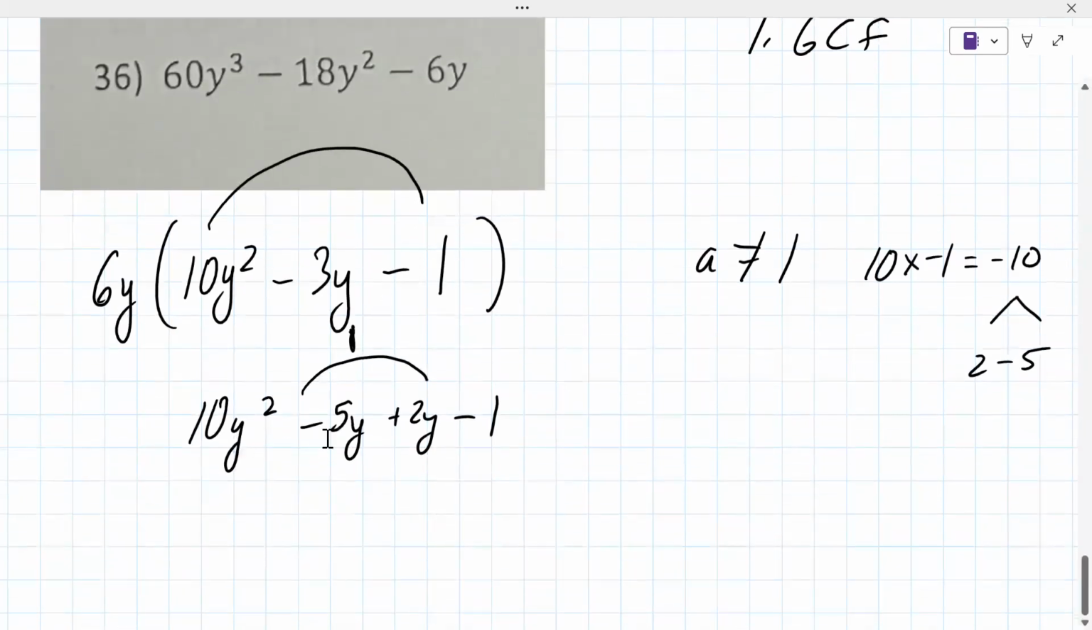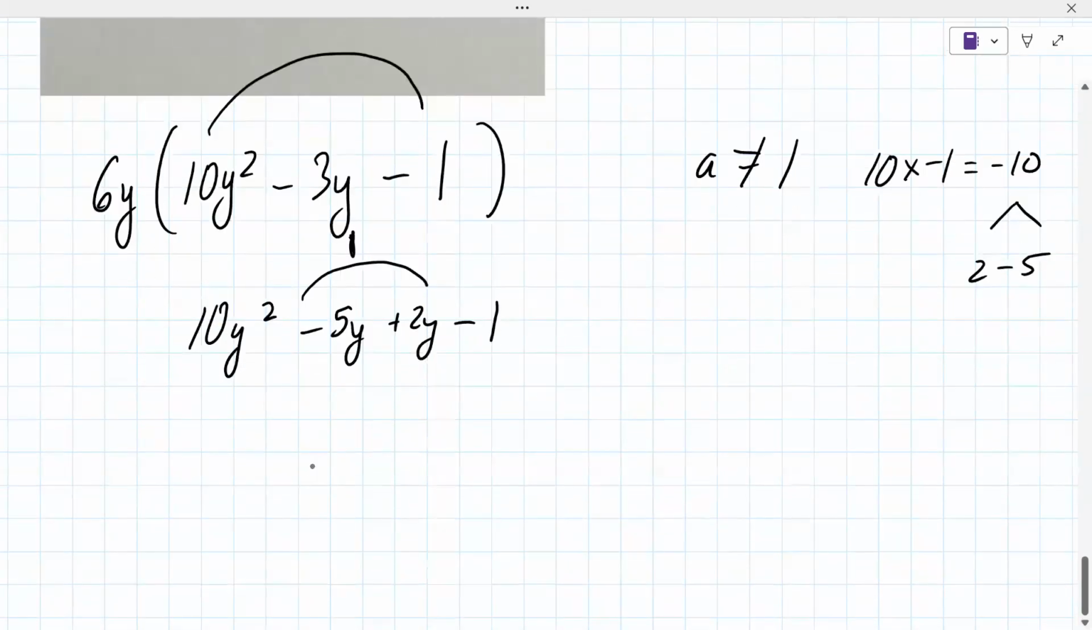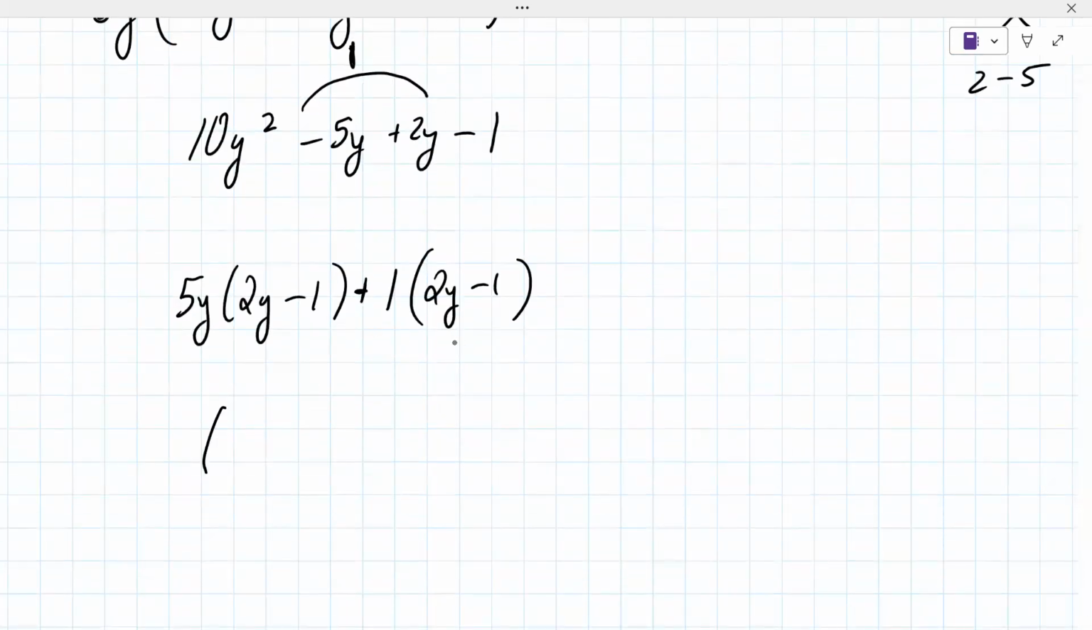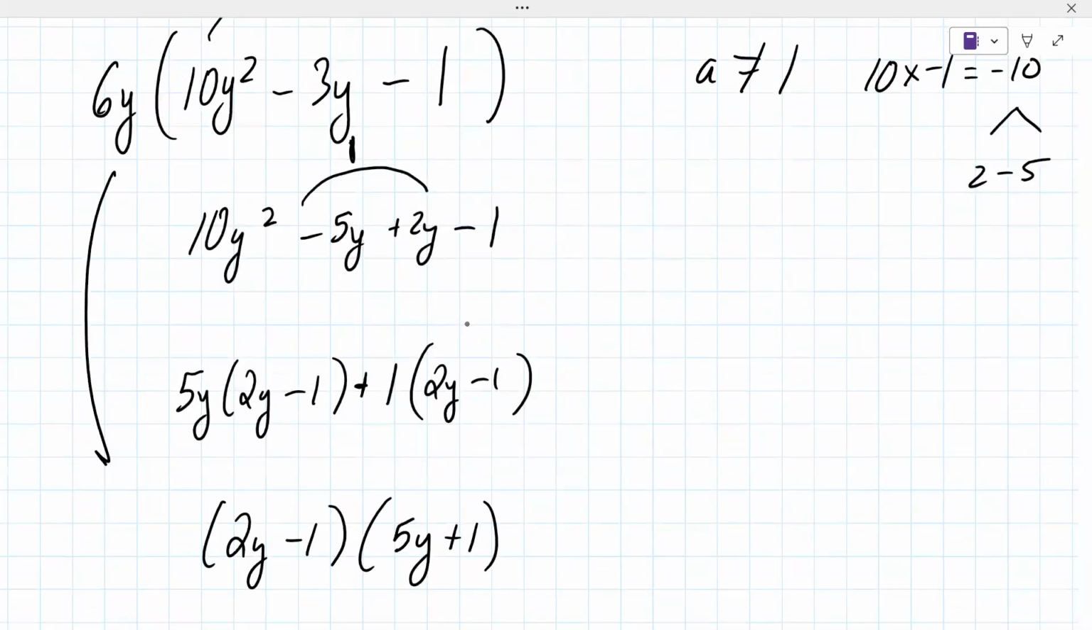So now you factor out the GCF from the first two, just like we're doing in all the problems. That's 5y times 2y minus 1. You always put whatever's in parentheses here in parentheses off to the right. This time it is plus 1 because you don't need to make any changes to get back to the previous line. So it's 2y minus 1 times 5y plus 1. And then you do bring down this last little thing here, 6y.